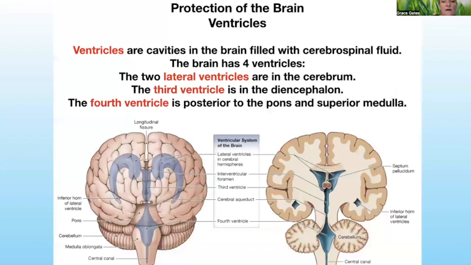Okay, so moving on to ventricles. Ventricles are cavities in the brain that are filled with cerebral spinal fluid. The brain has 4 ventricles. There are 2 lateral ventricles in the cerebrum. Then there is the 3rd ventricle in the diencephalon and the 4th ventricle posterior to the pons and superior medulla.